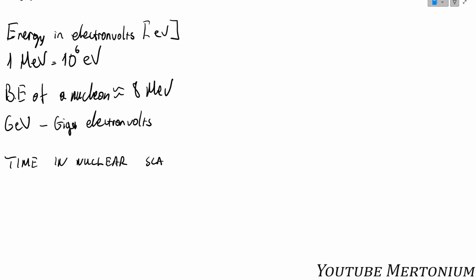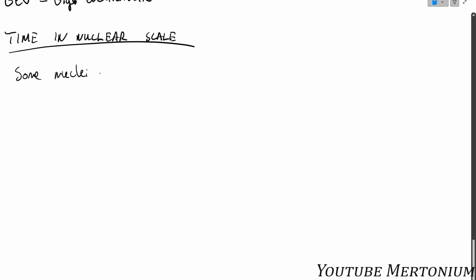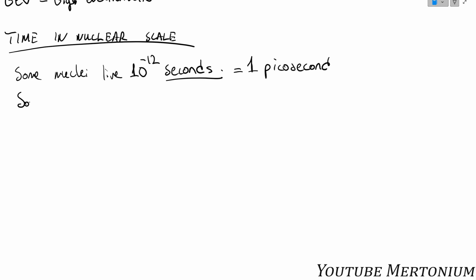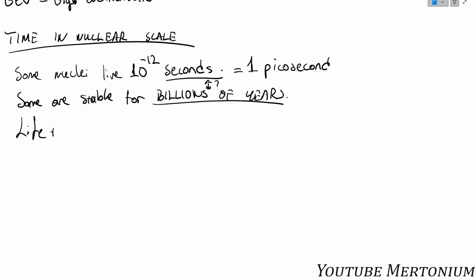Time also behaves differently at the nuclear scale. Some nuclei live only 10 to the power of minus 12 seconds, that's a picosecond, while others are stable for billions of years. So we have to think in terms of lifetimes and decay rates rather than the ordinary seconds that we know. These units, femtometers, mega electron volts, picoseconds, match the natural scales of the nucleus. They make the equations simpler, results more meaningful, and experiments easier to describe. So now you know the nucleus may be small, but it operates on scales of energy and time that are truly extreme. Thank you for watching.